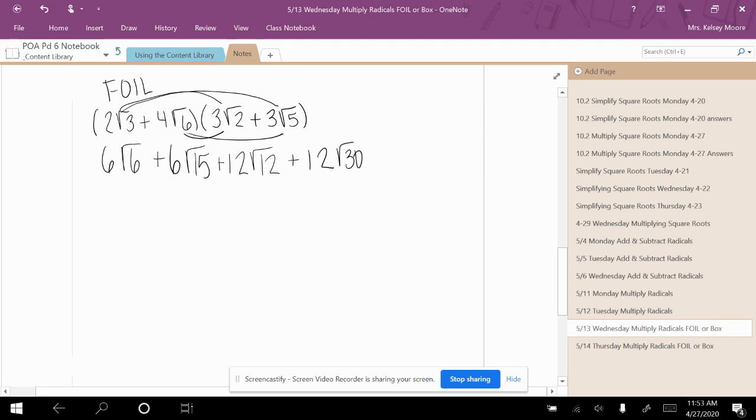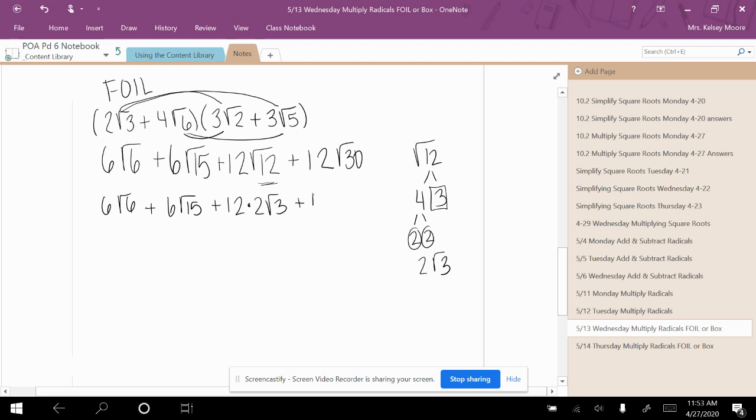Okay, so now you have to look. Do you have anything you can combine together? Do you have anything that you can break apart? If you notice that square root of 12, you can break apart. So 12 breaks apart to 4 and 3. 4 breaks apart to 2 and 2. Circle the 2, and then box the 3. So I get 2 square root of 3. So rewriting, I get 6 square root of 6 plus 6 square root of 15 plus 12 times, now we're going to do the 2 square root of 3 plus 12 square root of 30.